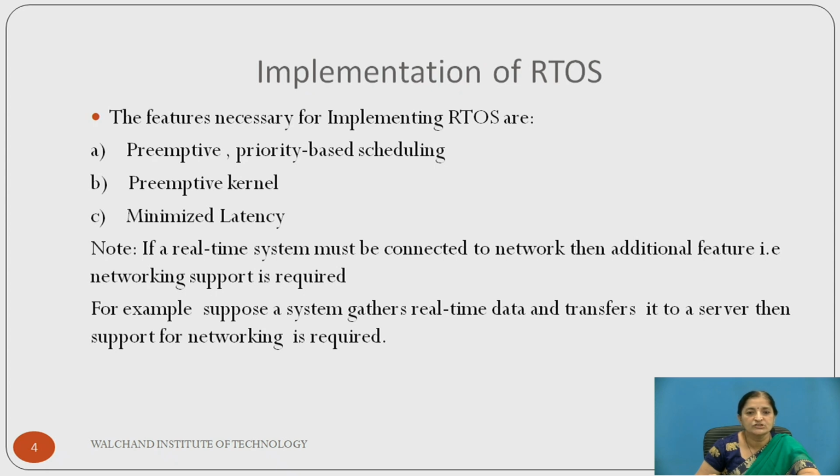So there are three features required for the implementation of RTOS. First one is preemptive priority based scheduling. Second one is preemptive kernel. Third one is minimize latency. Note, if a real-time system must be connected to network for some data transfer, then additional feature, that is networking support, is required. That will be the fourth feature for implementing RTOS. For example, suppose a system gathers real-time data and transfers it to a server, then support for the networking, that is TCP/IP protocol stack, is required.